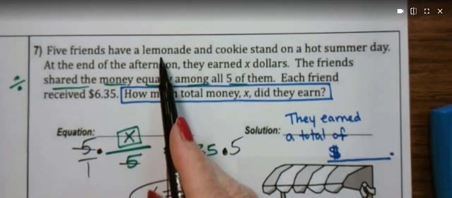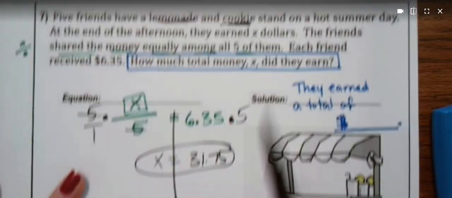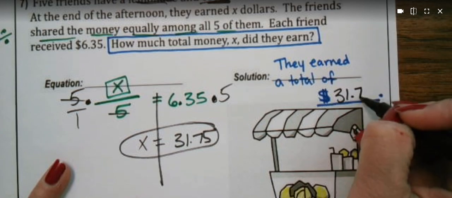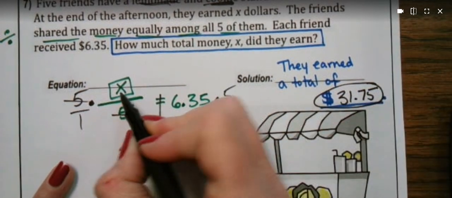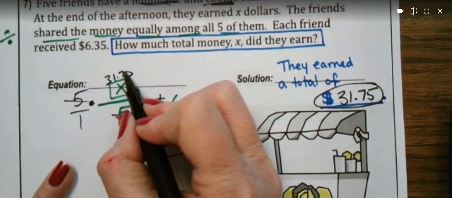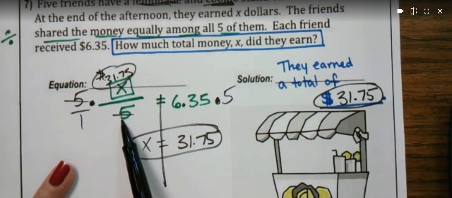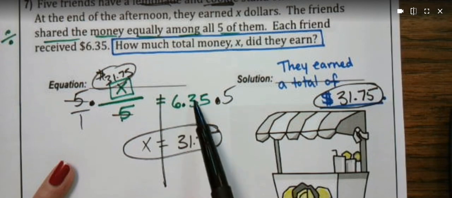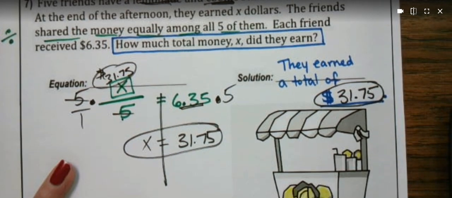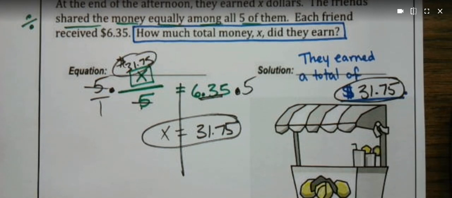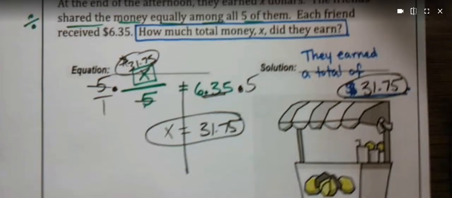So when they were selling lemonade and cookies, they earned a total of $31.75. So that's the X, $31.75. Then what they did was they divided that by 5. You can check your answer, divide that by 5 kids and see that they all get the same amount of money, $6.35. So we had a division equation, we had a multiplication equation, and we had a subtraction equation.